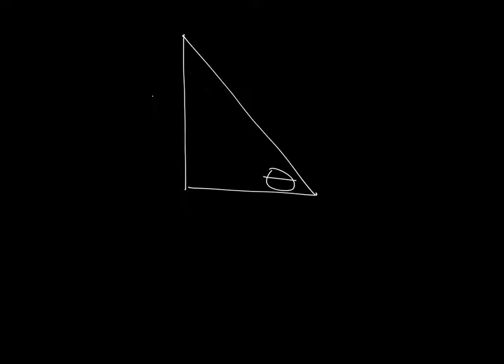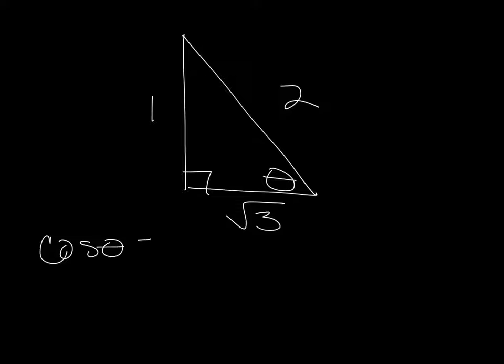So this is what my triangle looks like now. And it says in the problem, it wants you to find cosine of theta and cosecant of theta. Well, cosine, we have a definition of that, and it's side adjacent over hypotenuse. Here's my angle. Adjacent is the one beside it. Hypotenuse is 2. So there's the cosine.